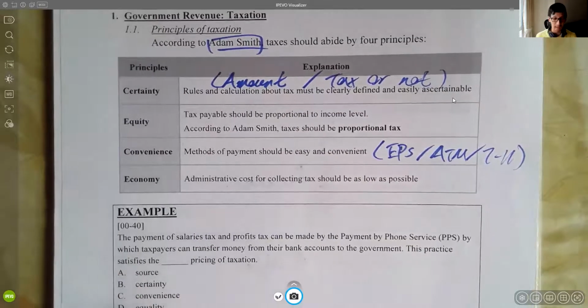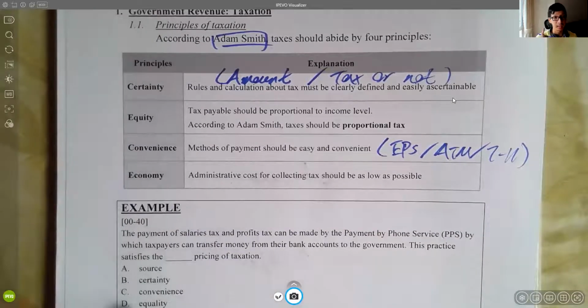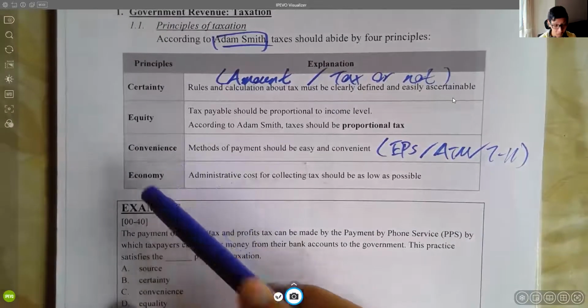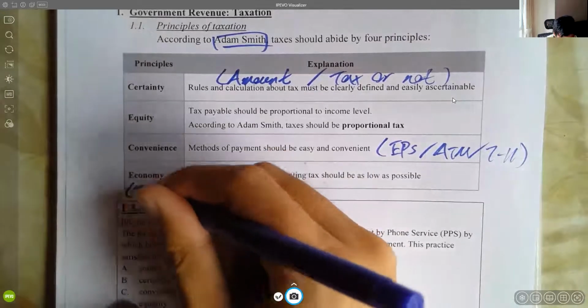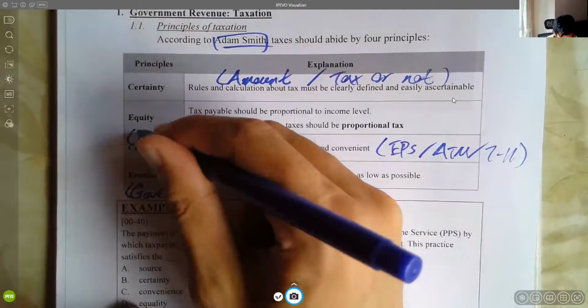Now, the counterpart would be the economy principle. This is basically the same as convenience, only that this is more targeted towards the government, and this is more for the taxpayer.